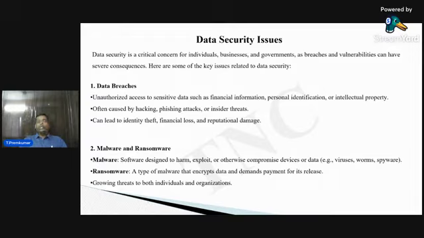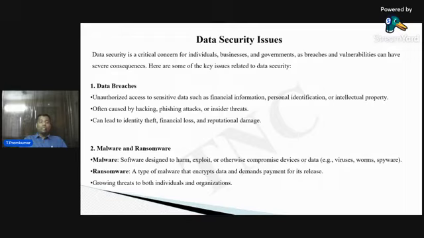When you talk about data breaches, here it is unauthorized access to sensitive data such as financial information, personal identification, or intellectual property, where the data is accessed without authorization and without anyone knowing.